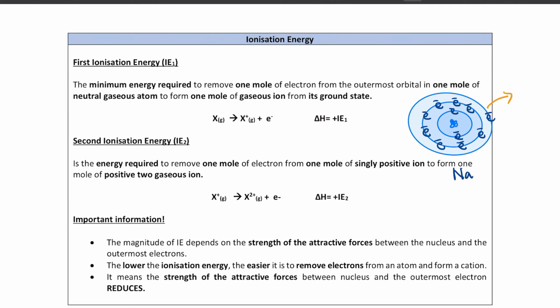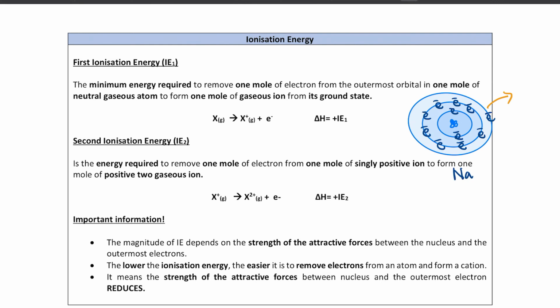Alright, so next kita tengok second ionization energy. IE2 is the energy required to remove 1 mole of electron from 1 mole of singly positive ion to form 1 mole of positive 2 gaseous ion. Okay, so kenapa dekat sini kita dah tak remove daripada neutral gaseous atom? Sebab ini adalah second IE. That means elektron kedua yang kita nak remove.